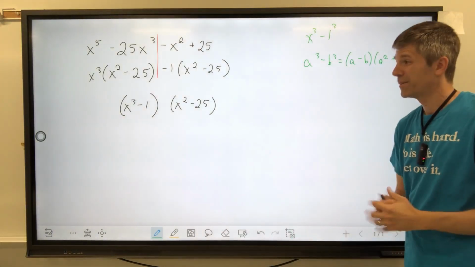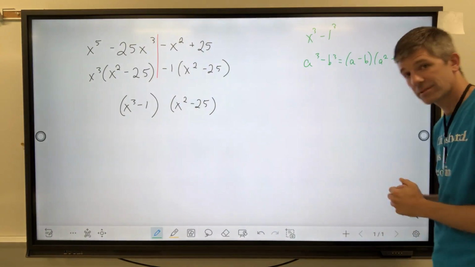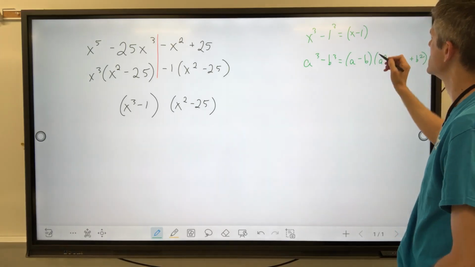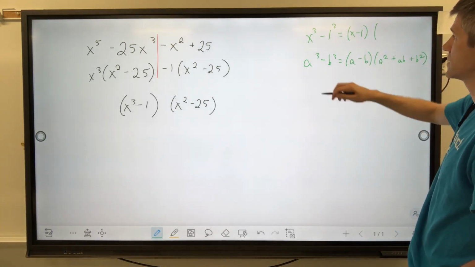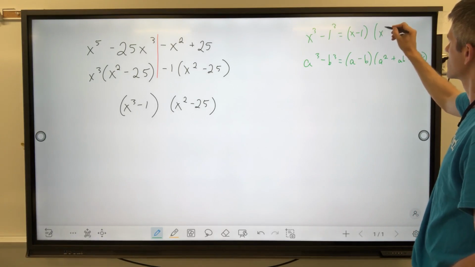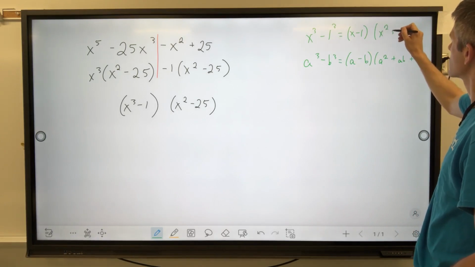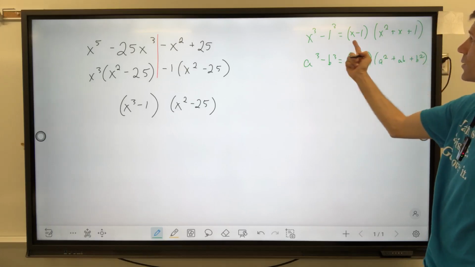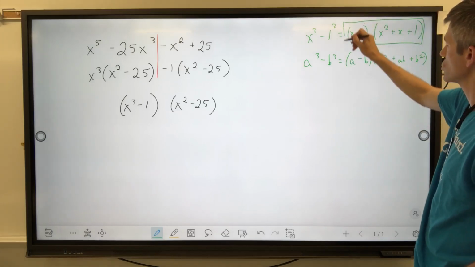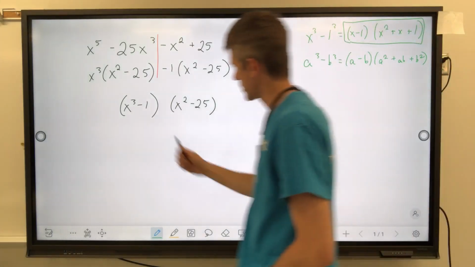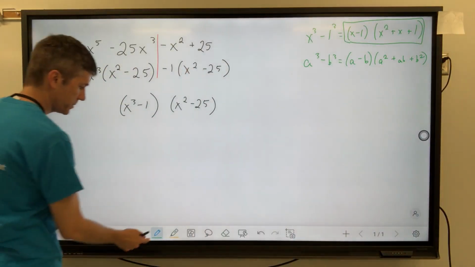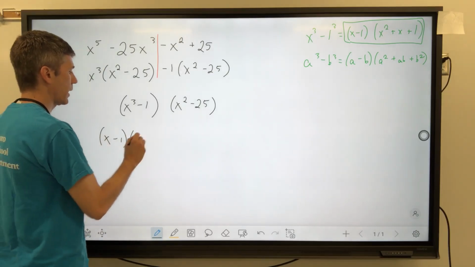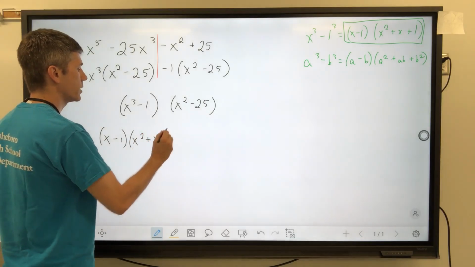It looks like it's not getting any simpler, but sometimes it's going to come in handy to do that. So we're going to have x minus 1. And then all my a's are x's, all my b's are 1s, so x squared, 1x, and that is positive 1x, and then 1 squared, which is 1. So this that I wrote right here in green is going to go right here in the place of x cubed minus 1. So here goes, x minus 1, x squared plus 1x plus 1 squared.